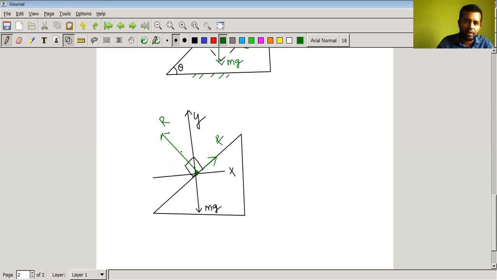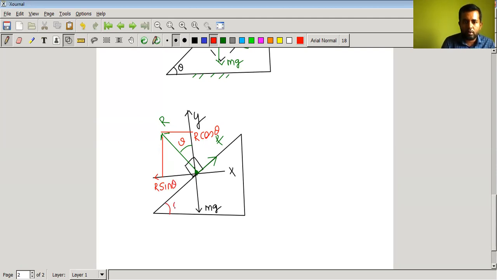Fine. So we are going to remove this now so that it looks clear. So this angle is theta. In this case, if I drop a perpendicular here, and if I drop a perpendicular here, this angle is theta, so this side will be R cos theta, and this component will be R sin theta.